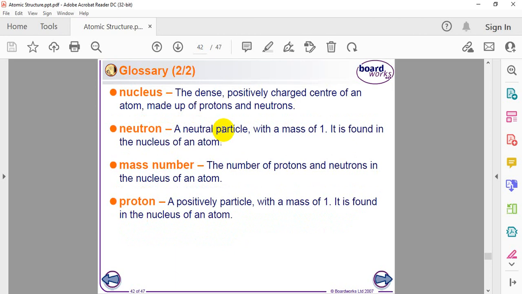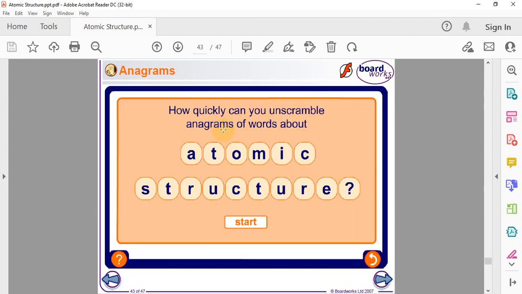The nucleus is the dense, positively charged center of an atom, made up of protons and neutrons. A neutron is a neutral particle with a mass of 1. It is found in the nucleus of an atom. Mass number is the number of protons and neutrons in the nucleus of an atom. A proton is a positively charged particle with a mass of 1. It is found in the nucleus of the atom.